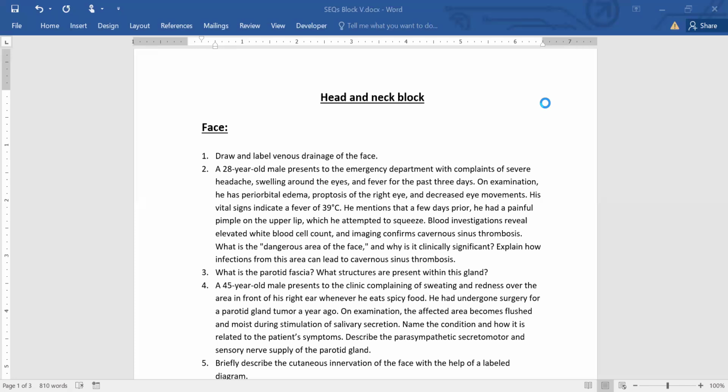Now this question can be asked in the form of a scenario, and the diagnosis can be given, that is, cavernous sinus thrombosis. But often the examiner doesn't give the diagnosis; rather, they ask what is the diagnosis, what is the dangerous area of the face and why it is clinically significant, and explain how infection from this area can lead to cavernous sinus thrombosis.